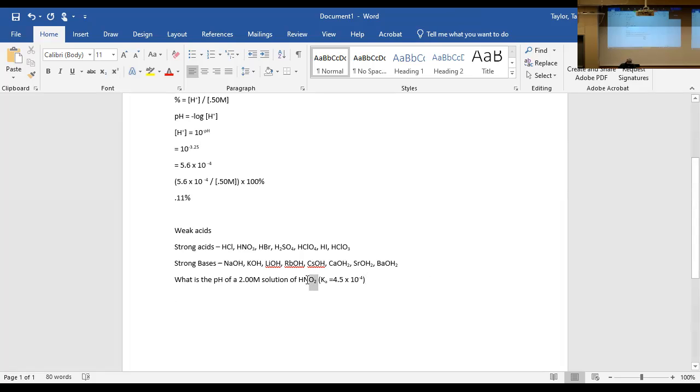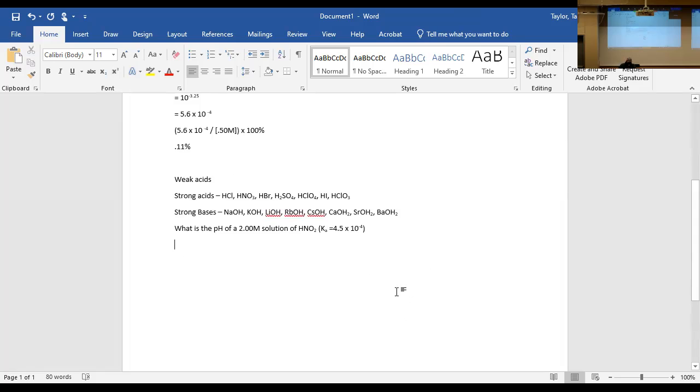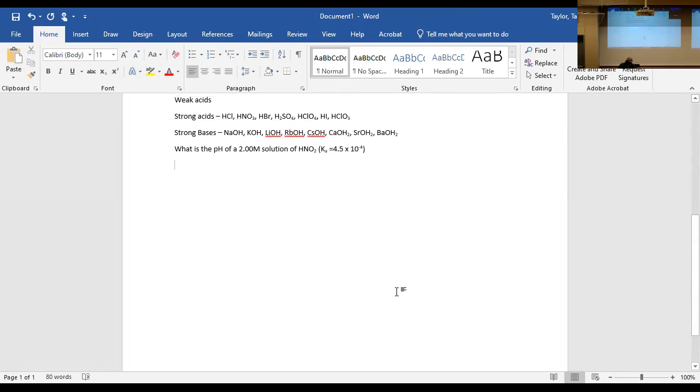So if we compare this to our list of strong acids, it's not here. We have nitric acid, but we don't have nitrous acid, which is what this is. So we know that it's a weak acid, which means that we need to solve it the way that she taught us. So let's take it step by step, and y'all follow along with me if you have some paper. We'll follow what she did and see if we can solve this. The first step that she told us always to do, step 1, is to write down the reaction.